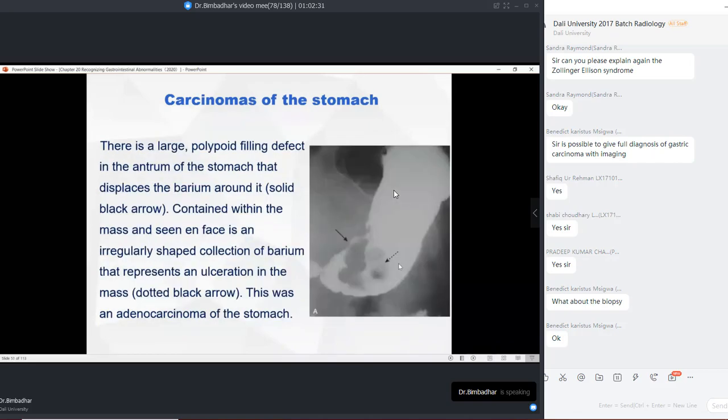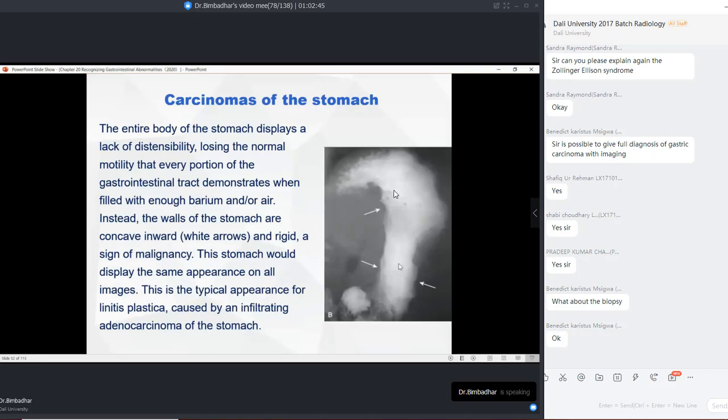So you see here, this one is the ulcerative type, where there is a niche among the filling defects, along with polypoid filling defects along the distal one third of the lesser curvature. And here, along the complete lesser curvature or greater curvature, the entire body of the stomach shows a complete lack of distension and absent movements. Peristaltic movement is not going to happen, only in the stomach.